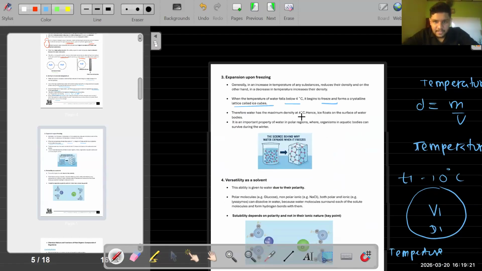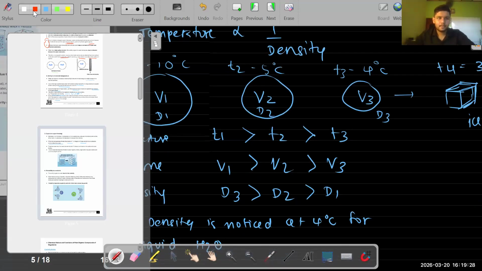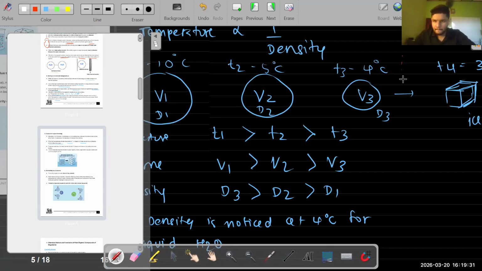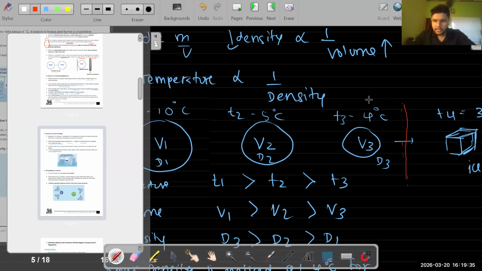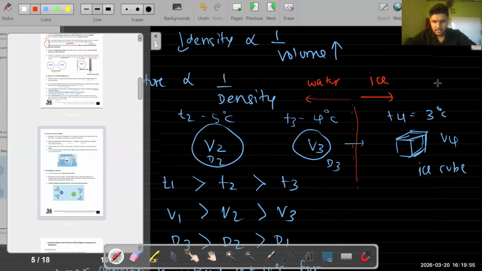Therefore, water has the maximum density at 4 degrees. Hence, ice floats on surface of water. Now, can you see? 4 degrees is the final point. After 4 degrees, all the things above 4 degrees are in water form. Below 4 degrees is ice form. Can you understand this? Yes, right?